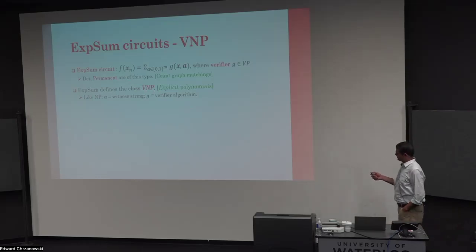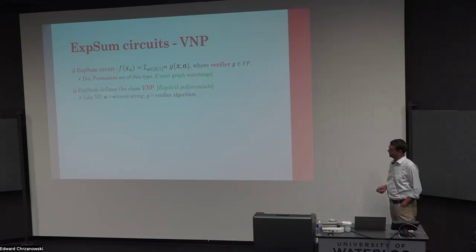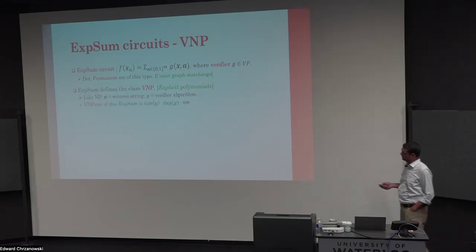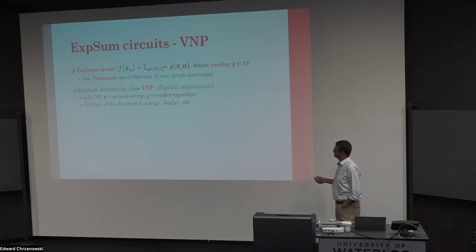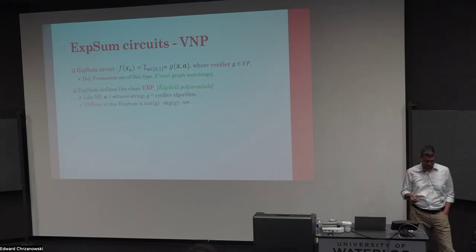And there are more analogies. In NP, there is a verifier algorithm and there is a witness string, or a certificate. That's what we also have here. G is the verification circuit, the analog of the algorithm, and A here is the witness variables, the analog of the certificate. You can call it algebraic NP. And the VNP size of a polynomial will be given by the size of the representation, which is how big is G, how big is the degree of G, and the parameters N and M. So that's the VNP size of a polynomial.